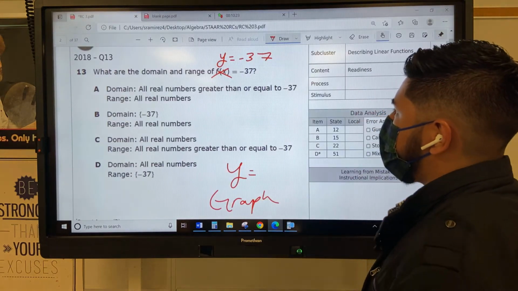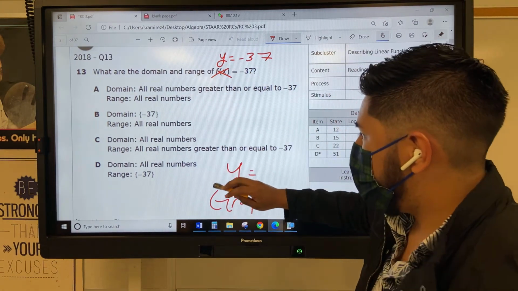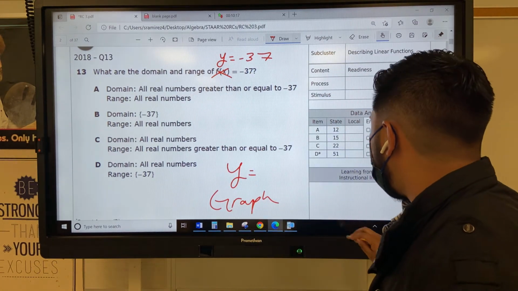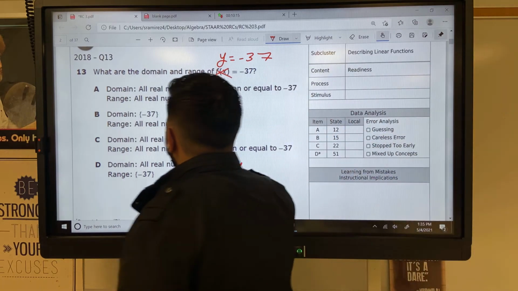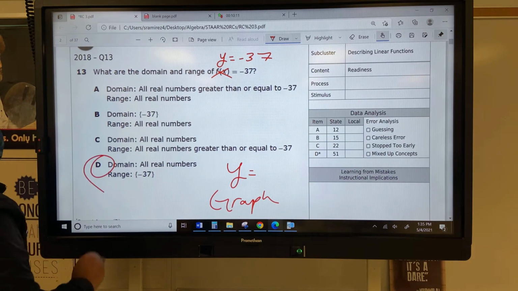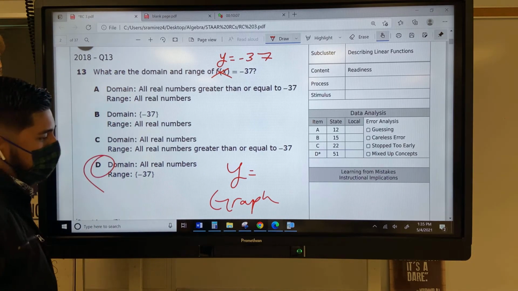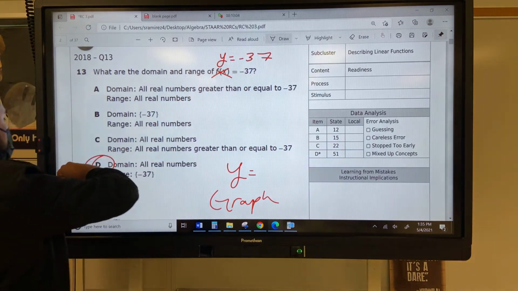Let's look at the answer choices. Domain is all real numbers. And range is negative 37. So there we go. Rewind the video and you'll see that's exactly what we put. All right, let's keep going.